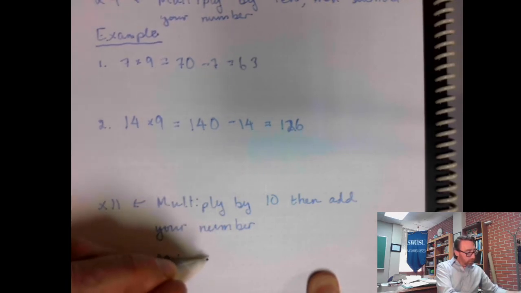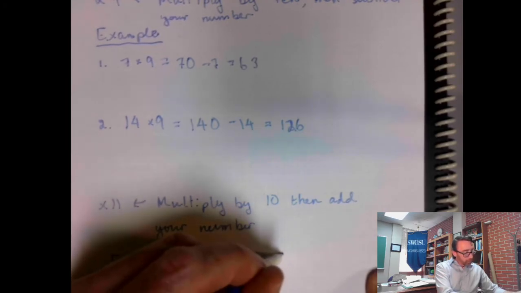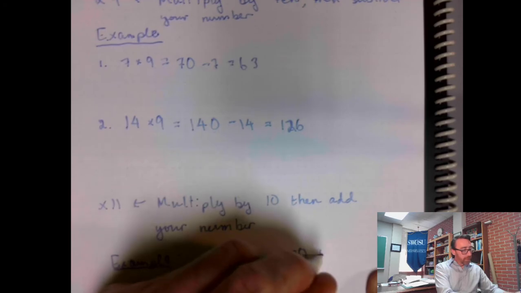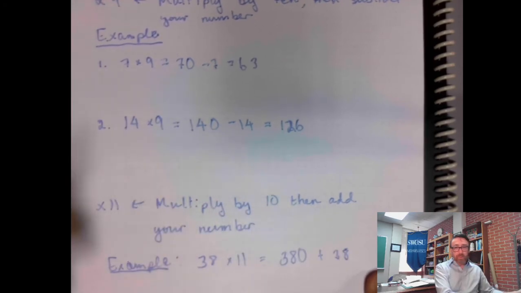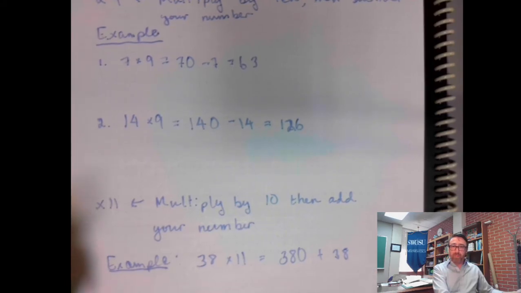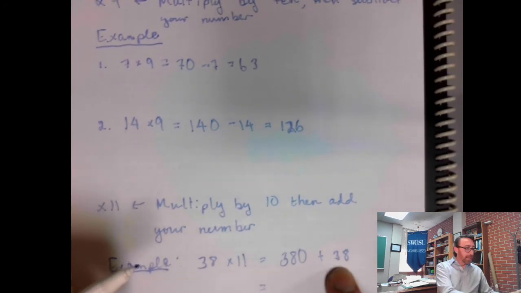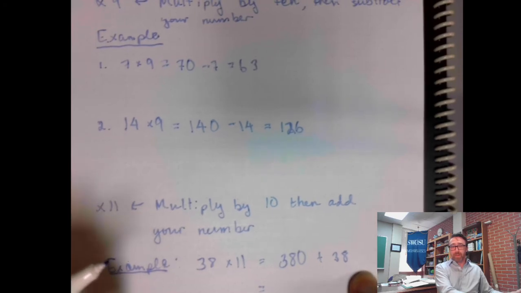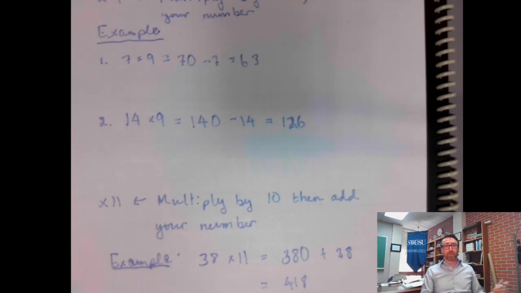If I had to do, I don't know, 38 times 11. I'm thinking 380 because I took my number and multiplied it by 10. And then I tack on another copy of 38. Okay, so 380, add on 30. I have 410 now. And then add on the 8, 418. Okay, so some neat mental math strategies for multiplication.